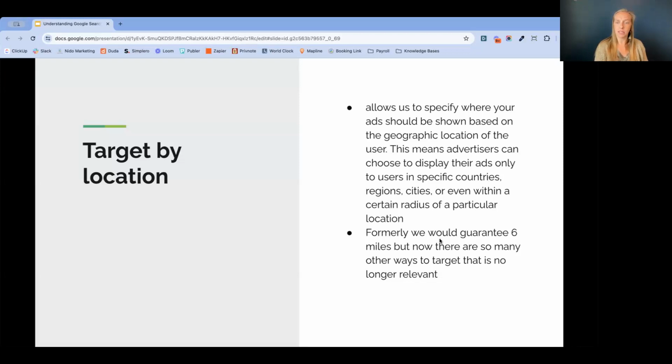Formerly, we would guarantee 6 miles, but now there are so many other ways that we can target that it is no longer relevant. So we really target that radius and that location by where you are. So if you're in a city, we might need to make that smaller than 6. Whereas if you're in a more rural area, we might need to expand it to 15 miles. So it just depends on where your location is to how we target by that.